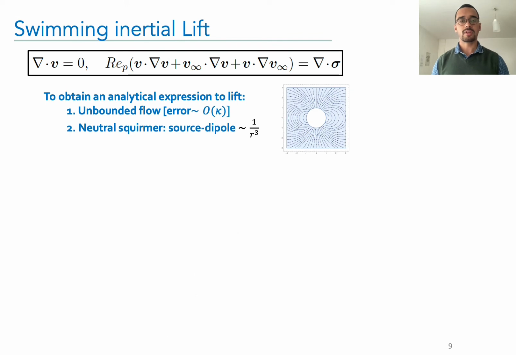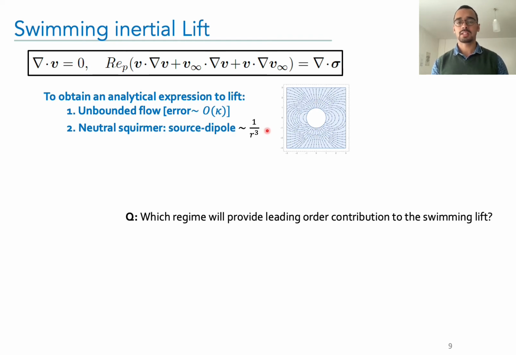Now we try to find the effect of swimming inertial lift, which is the second component, which comes because of the element of self-propulsion in the problem. To do that, we make the approximation of unbounded flow, so we neglect the wall effects, and that brings in an error of order kappa, which is dispensable for the current purposes. We can assume the swimmer to be like a paramecium, so we take the source dipole flow field, which is characteristic of it.